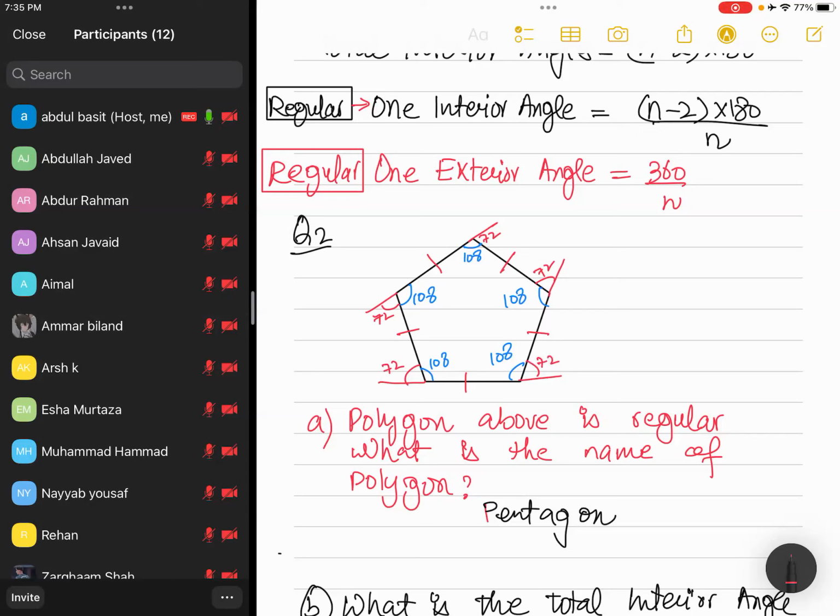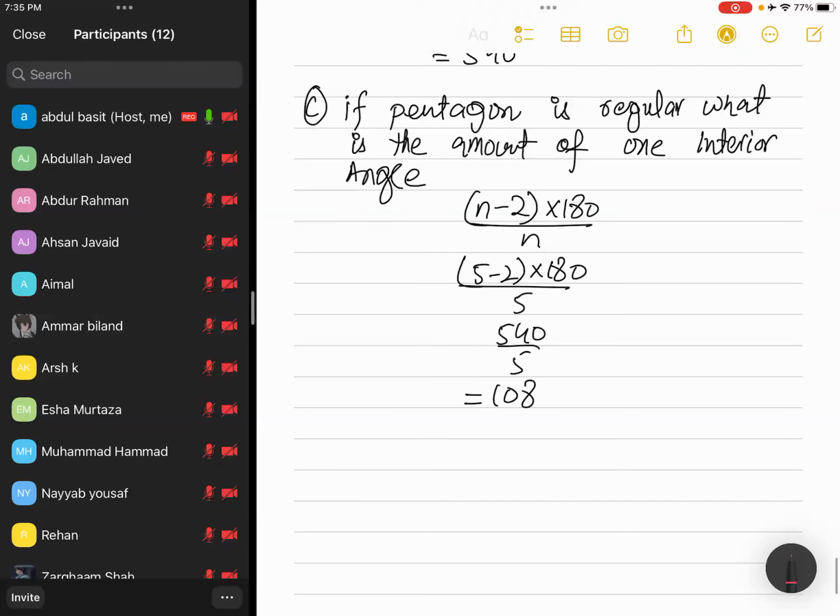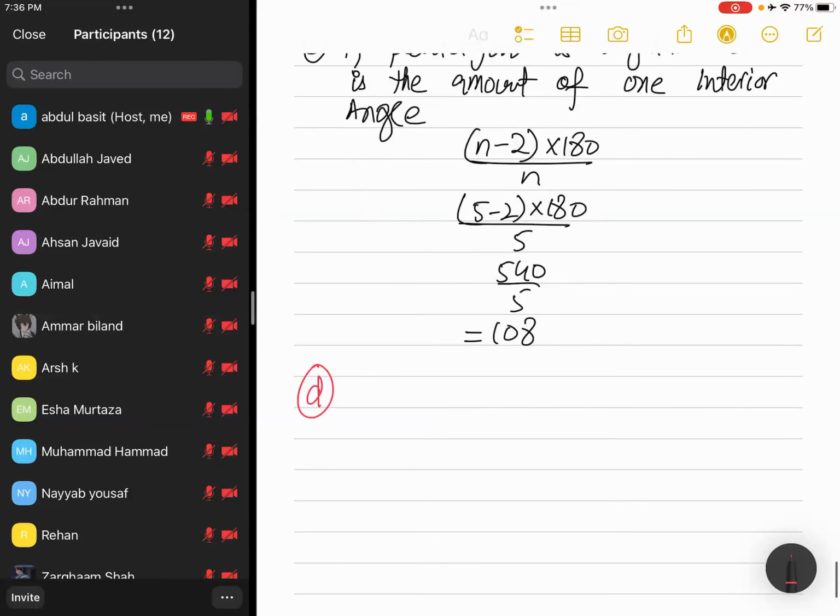Exterior angles, yes or no? 5 interior angles means there will be 5 exterior angles as well, right? Yes, sir. So you can see that 72 times 5 is 360 degrees. Yes or no? Sum of interior angles, sorry, sum of exterior angles.